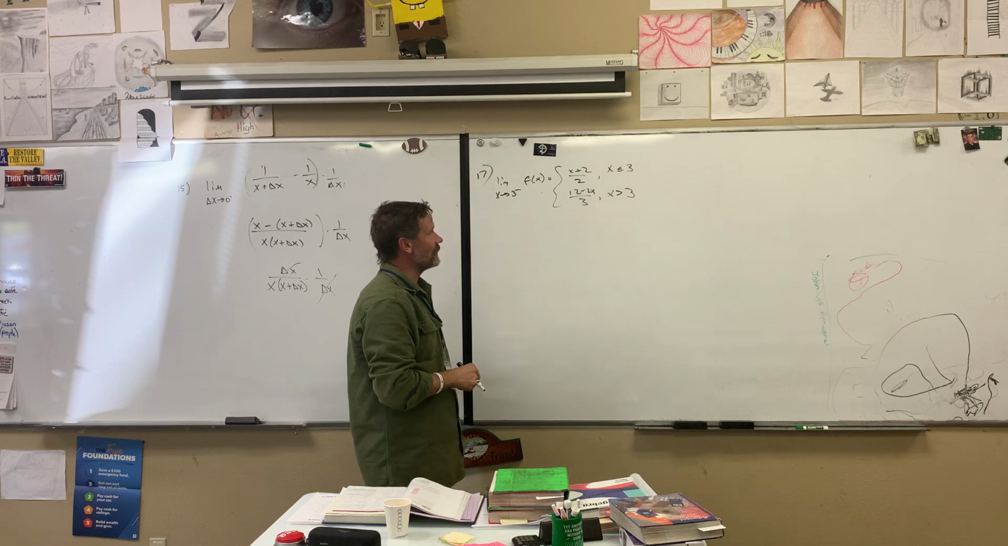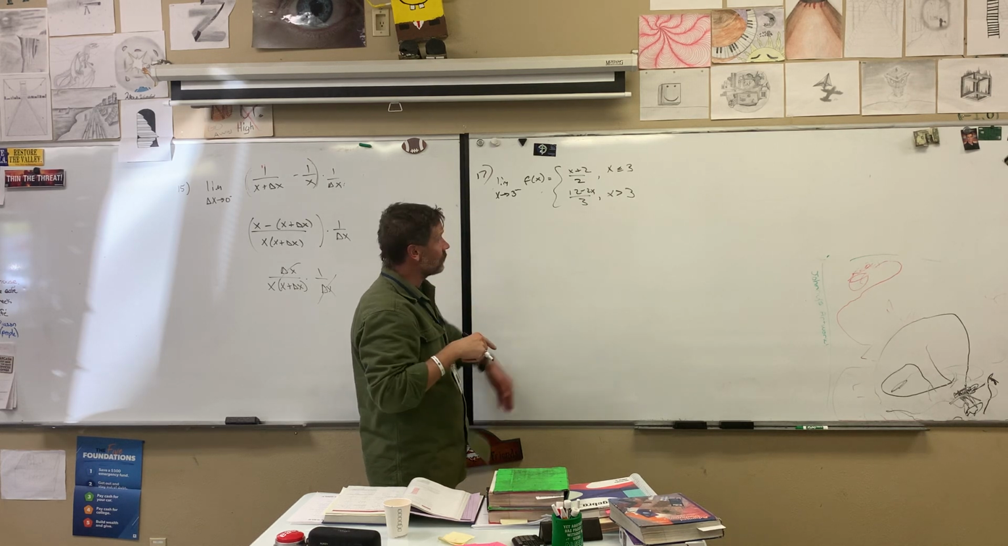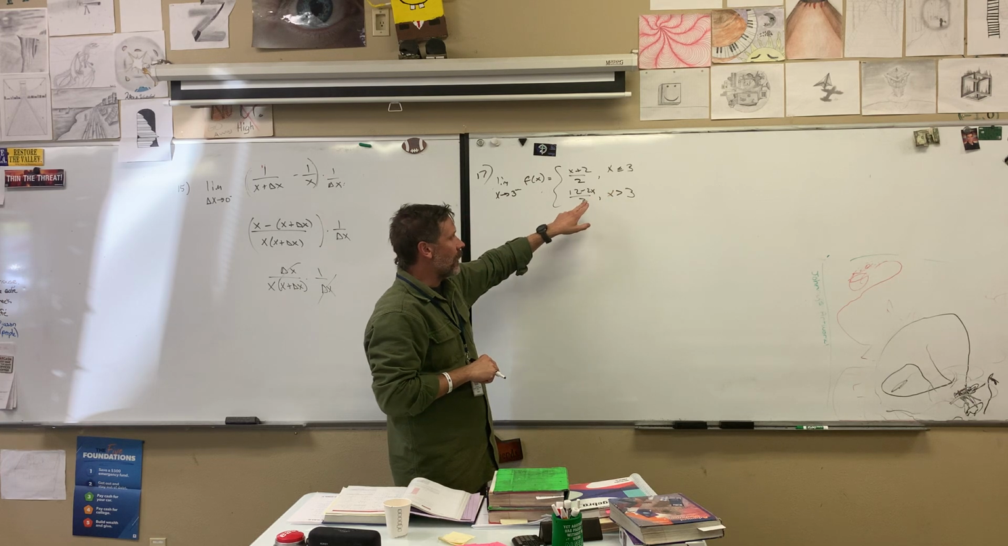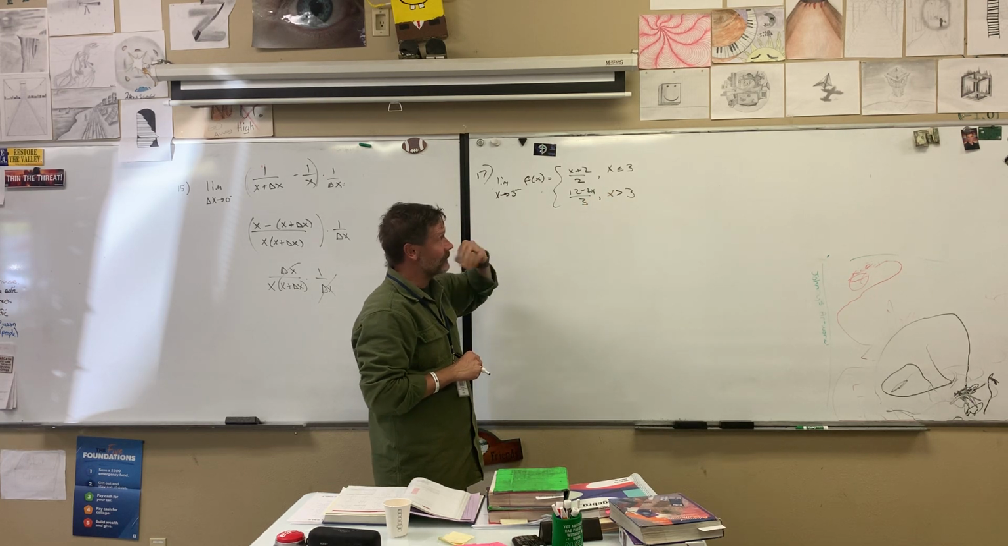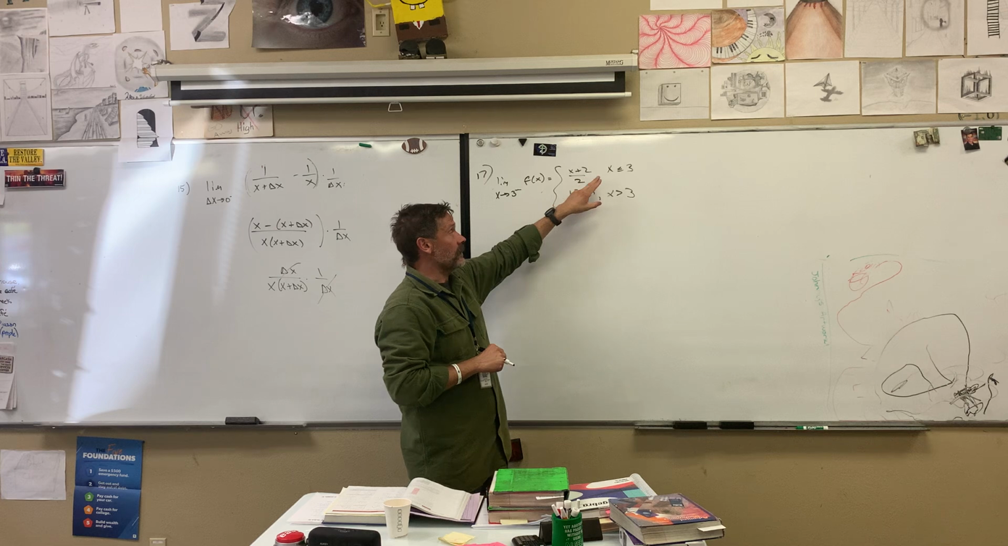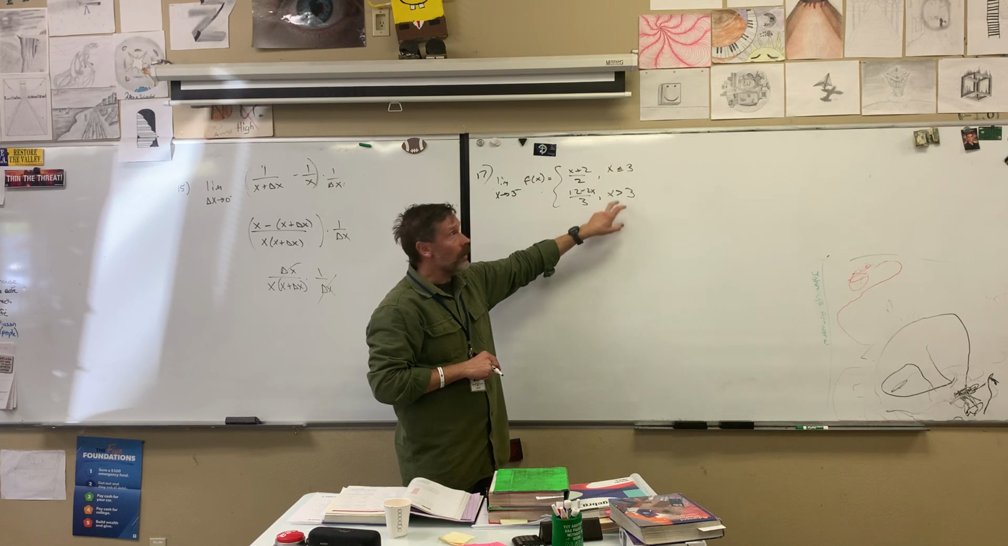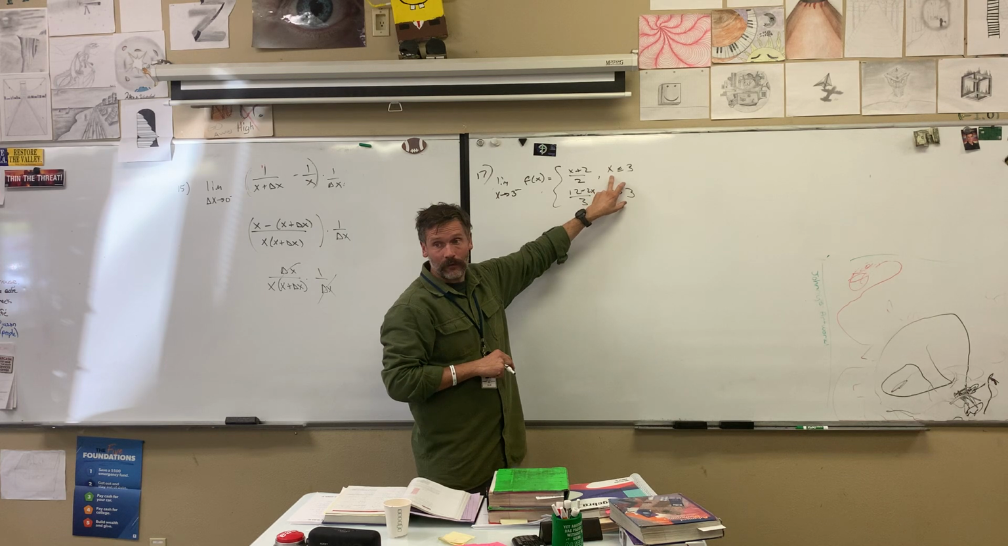So if that's the case, you have to look at where the domain is, and they're going to say, okay, if it's approaching from like 2.999, is it going to be the upper one I'm looking at or the lower one I'm looking at? Upper one, right? Because anything less than or equal to 3.